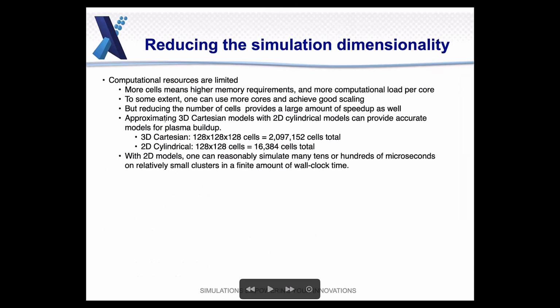Here's an example of how this would speed it up. The more cells you have, the slower it's going to be, or the more computational requirements you're going to have. So you want to reduce the number of cells. You could always throw more computers at it, and that works up to a certain point, but eventually you're going to have so few cells per computer that your scaling will decrease. So in a 3D Cartesian of 128 by 128 cells, you're at over 2 million cells. But if you made that 2D cylindrical as an approximation, you can reduce this down to 16,000 cells. So that's going to give you a big speed up right there.